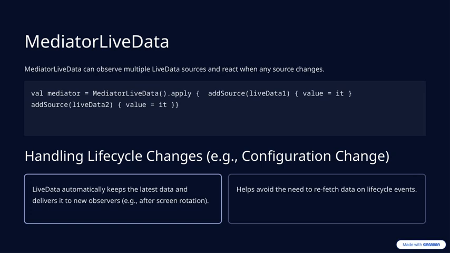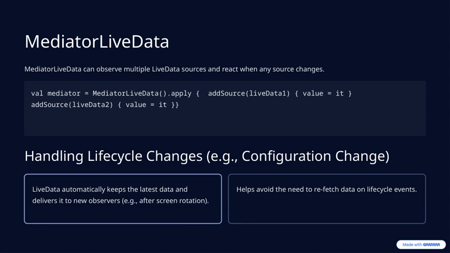So let's talk about MediatorLiveData. Essentially, it allows us to observe multiple live data sources at once. When any of those sources change, MediatorLiveData reacts accordingly. For example, we can set it up to listen to two different live data objects, and whenever either one updates, MediatorLiveData will update its own value. This makes it really powerful for combining or coordinating data streams.